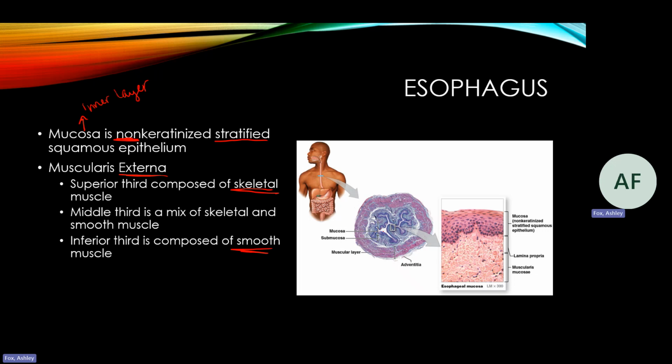So we have the mucosa, which is the lining. We have submucosa, which is under the lining. Then we have a muscle layer, and then we have the outer layer, which is called the adventitia.